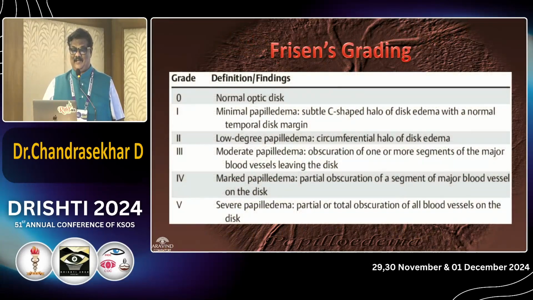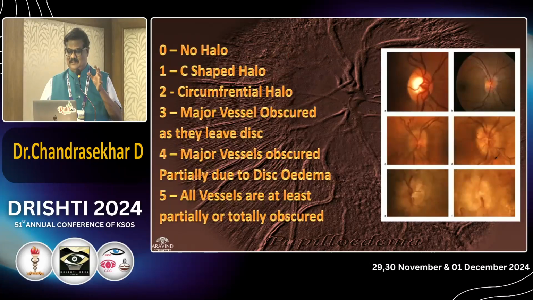Right. Frisen's grading of papilledema: you have a small C-shaped halo, then a complete circumferential halo, then obscuration of one or more major blood vessels leaving the disc, then partial obscuration of major blood vessels, and partial or total obscuration of all blood vessels. So this is how it appears when you see the papilledema.